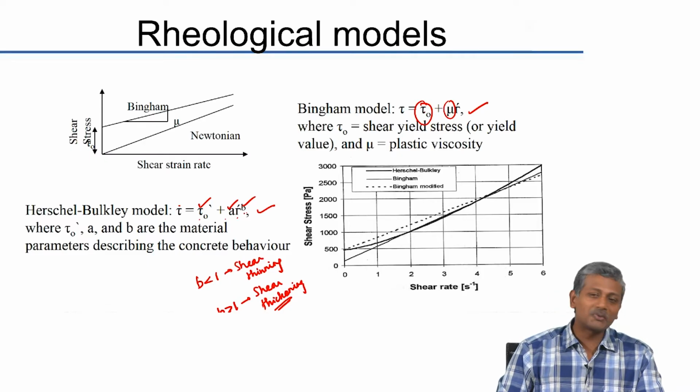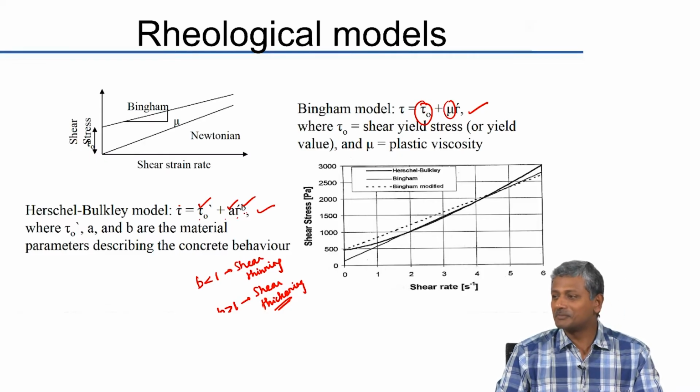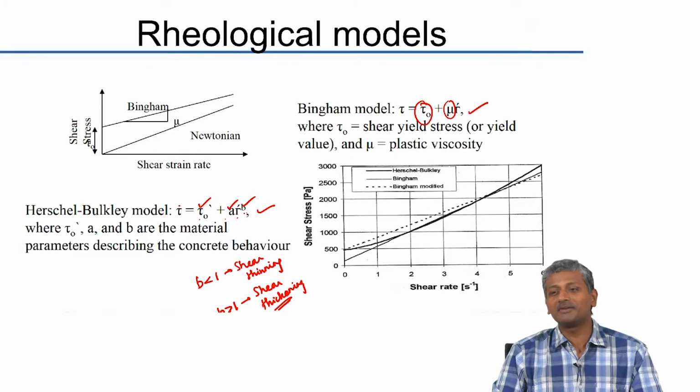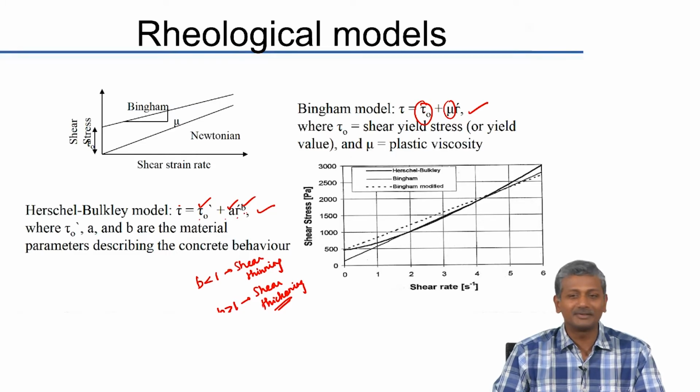For concrete technologists, we like things that are linear. If you can have a smaller number of parameters, that is better, because already we have a large number of variables inside concrete. Okay.